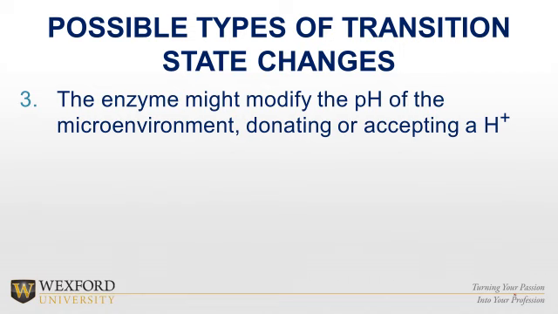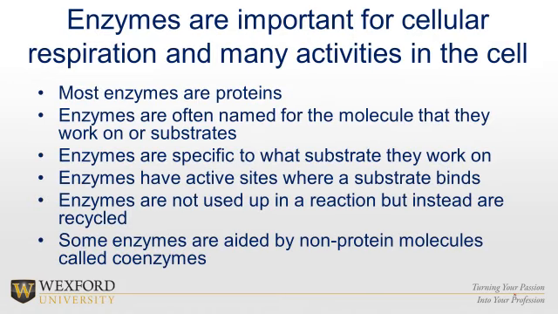Also, the enzymes might modify the pH of the microenvironment, so just the environment right there at the active site, donating or accepting a hydrogen ion. So once again, there's that concept of pH revisiting us. So let's look at those same bullet points that I started with in the very beginning. We said that most enzymes are proteins. And for our purposes, whenever you think enzymes, for right now, think proteins. For all intents and purposes, they're proteins, with very few exceptions.